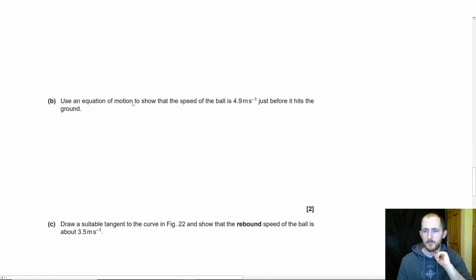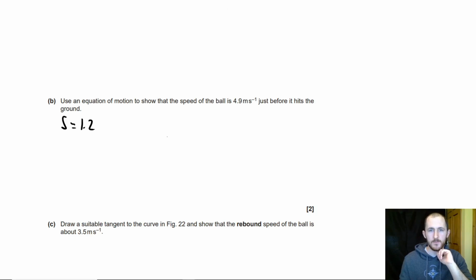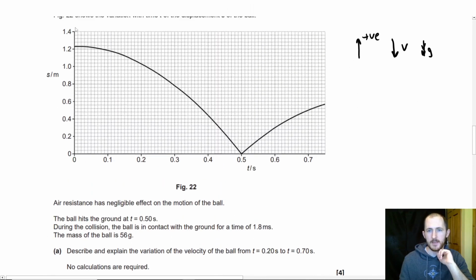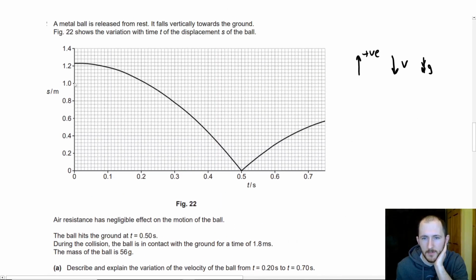Part B, use an equation of motion to show that the speed of the ball is 4.9 meters per second just before it hits the ground. Okay, so all we need to do, s is 1.2, right? I remember that it's actually not 1.2, so let's work it out. Between 1 and 1.2, there's 1, 2, 3, 4, 5. So then we have 0.2 over 5.